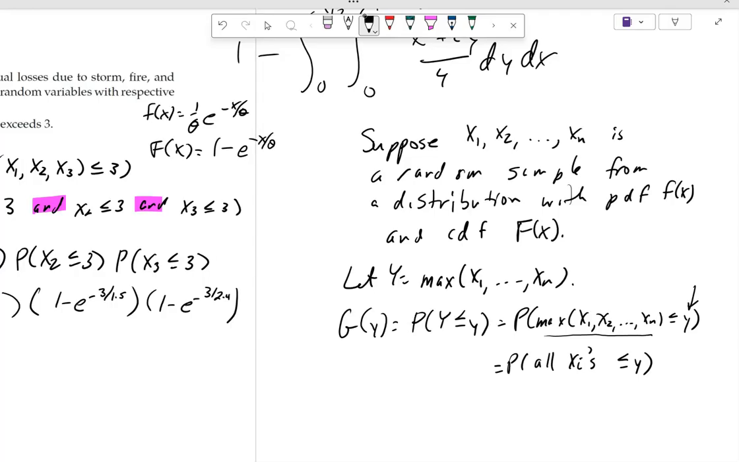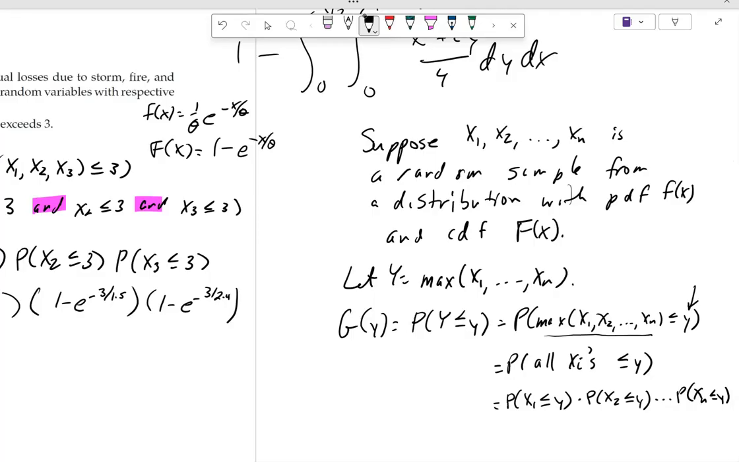But now, this means this is a product, isn't it? That was what we did. They're all independent. So this says that x1 has to be less than or equal to y, and x2 has to be less than or equal to y, and x3, and so on. It's a long and statement, and we handle ands as products when we have independence, right? So this will be the probability that x1 is less than or equal to y times the probability that x2 is less than or equal to y times, all the way up to xn is less than or equal to y.